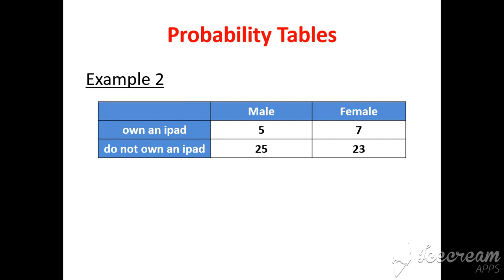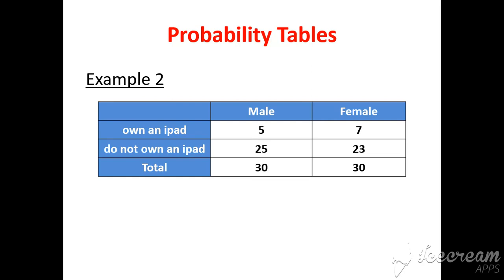All right, we're going to use this two-way table to answer some questions. First of all, I'm just going to add down the bottom a total column. I'm just going to add up all the males. 5 own an iPad and 25 do not own an iPad, so there's 30 males altogether. 7 females own an iPad, 23 do not, so that adds up to 30 as well. So there are 30 males altogether and 30 females, so there must have been 60 students in the survey.